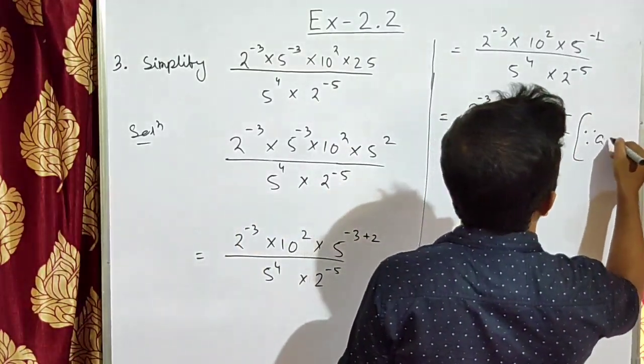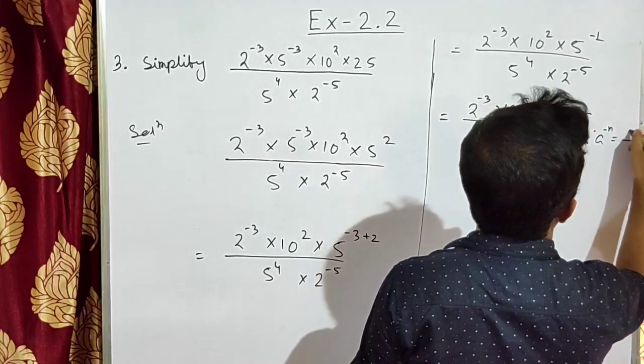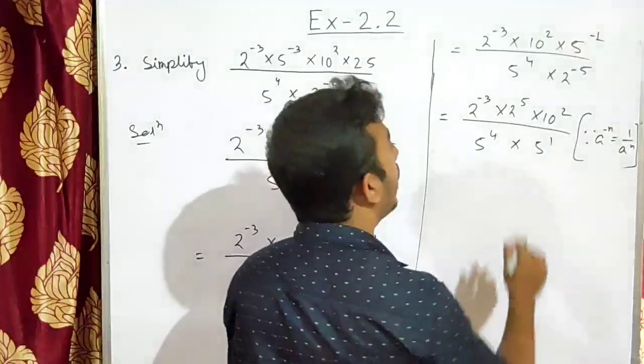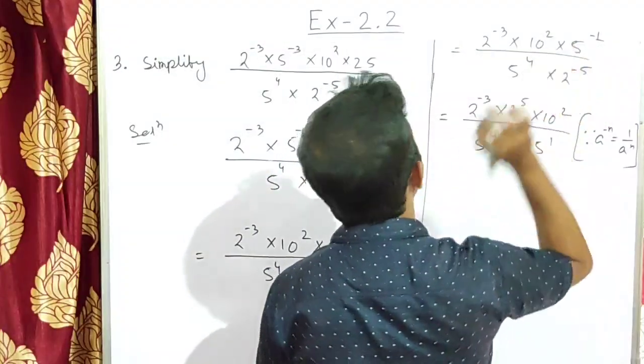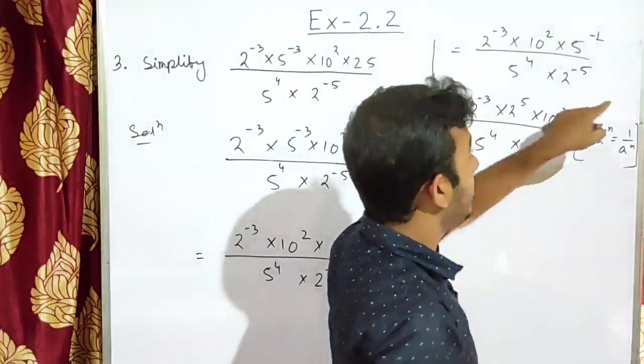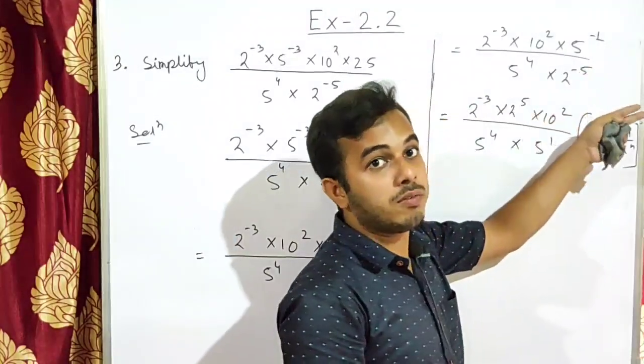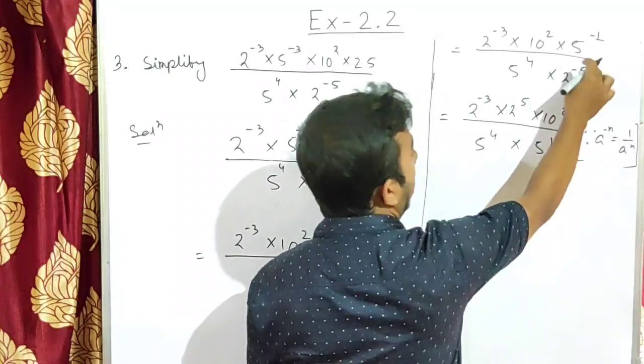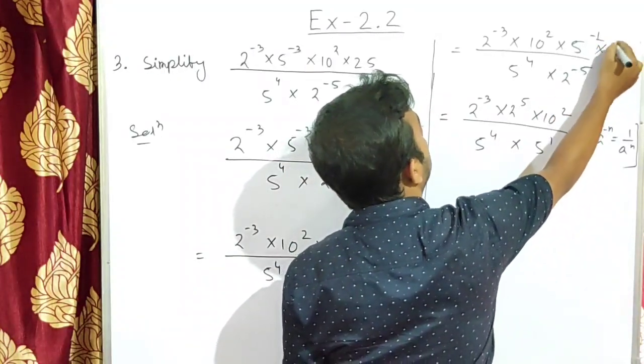Since a to the power minus n equals 1 by a to the power n. Clear? Okay. Now look how this 2 to the power minus 5 has gone. This 2 to the power minus 5 is in denominator form, right? Now consider this is the denominator, and now consider it has 1.